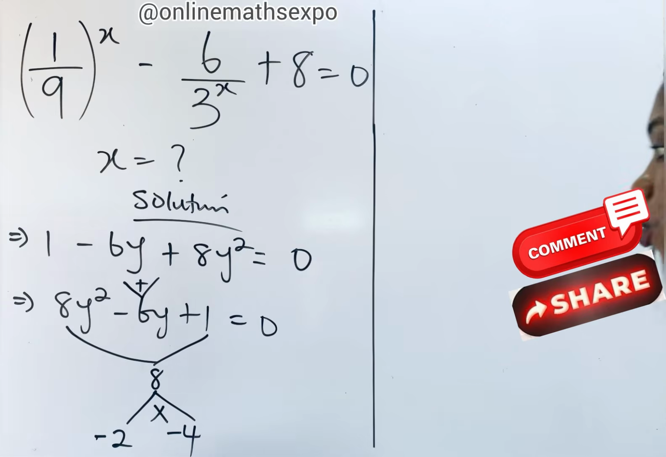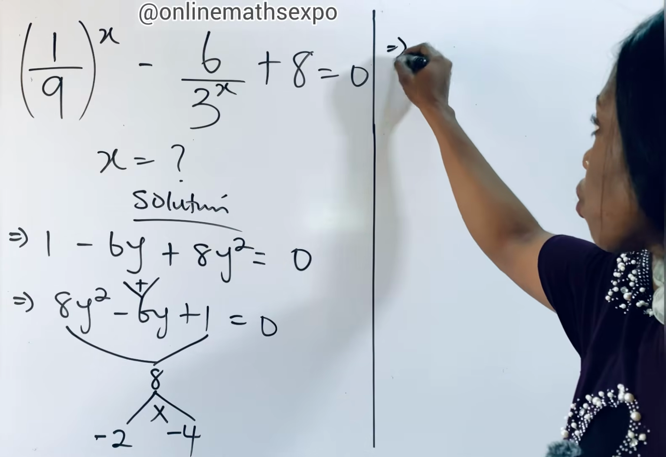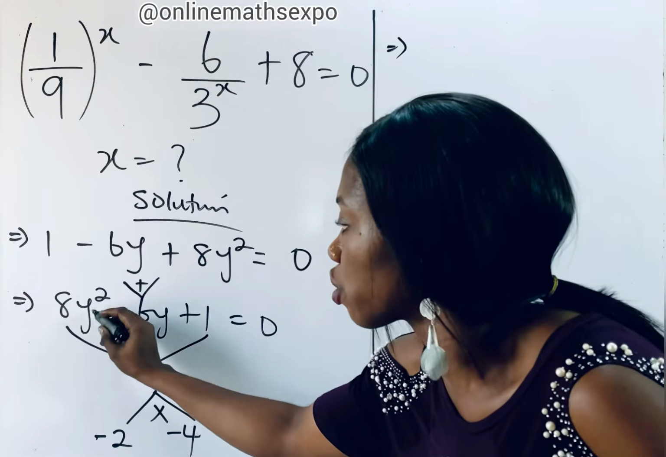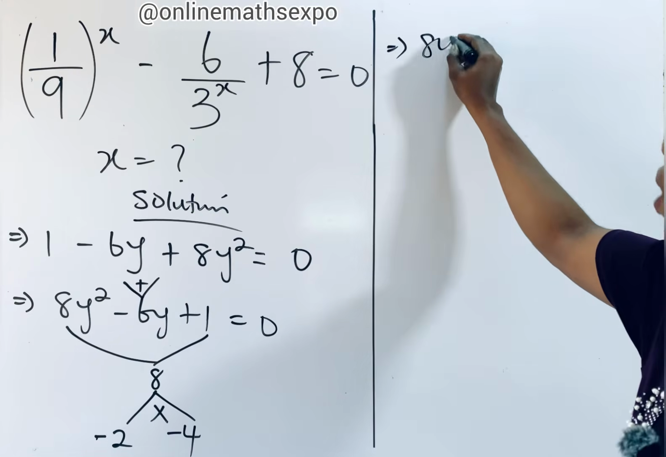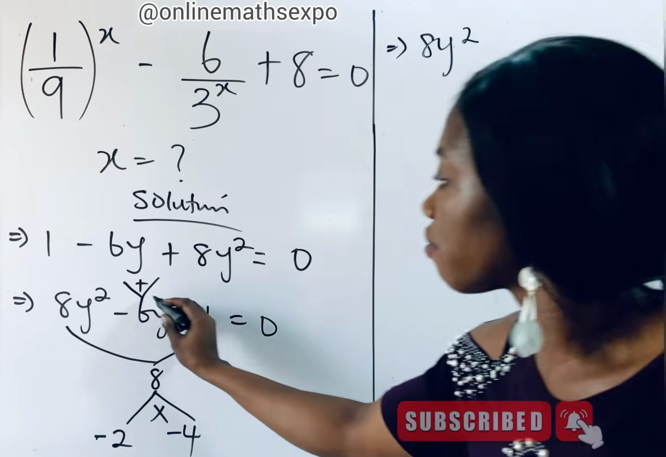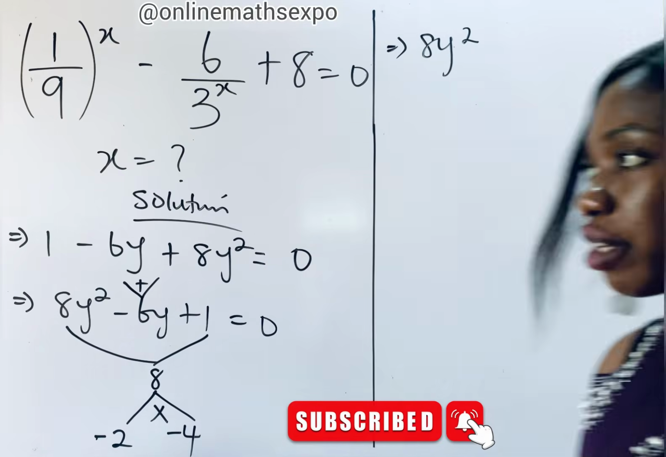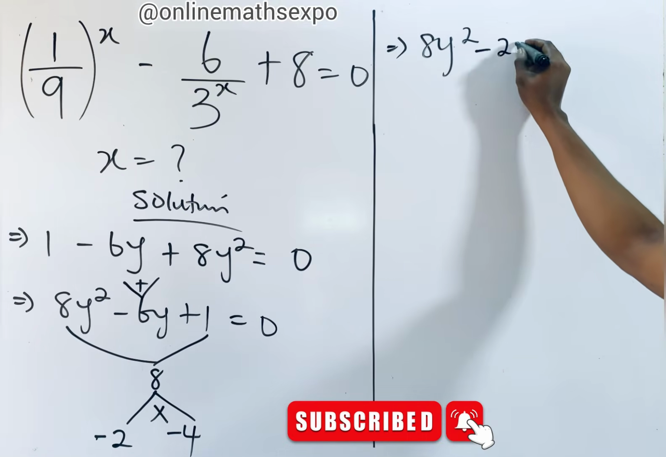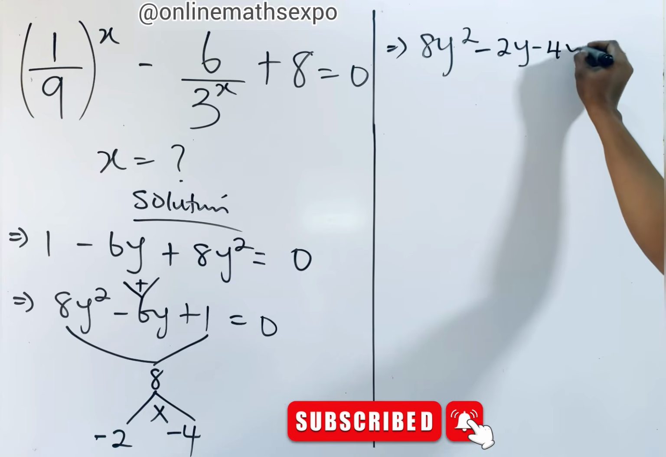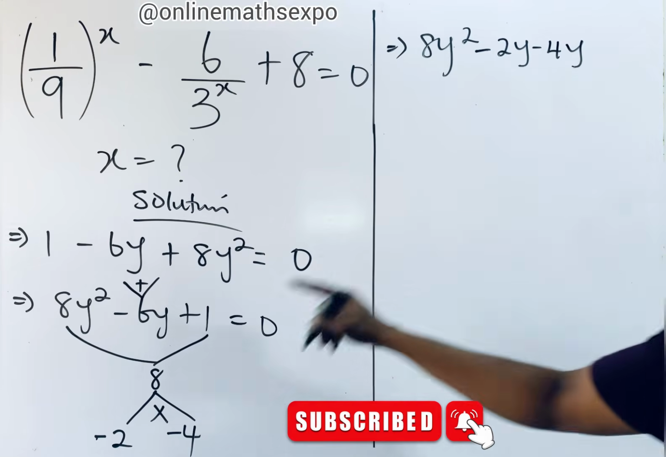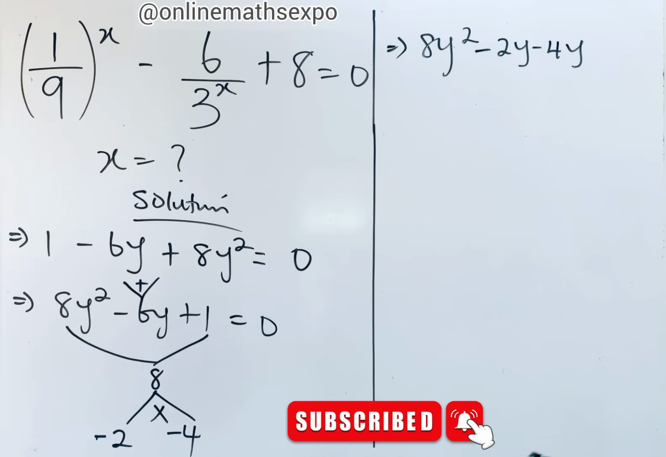So to continue, this gives us, repeat what you have here, which is 8y squared. Now this value at the middle, replace it with these two. Are you with me? So you have negative 2y minus 4y, so that when you add these two, it gives you back this. Did you see that?